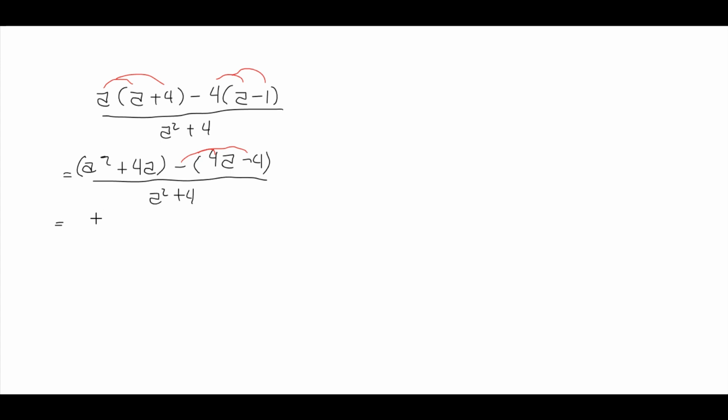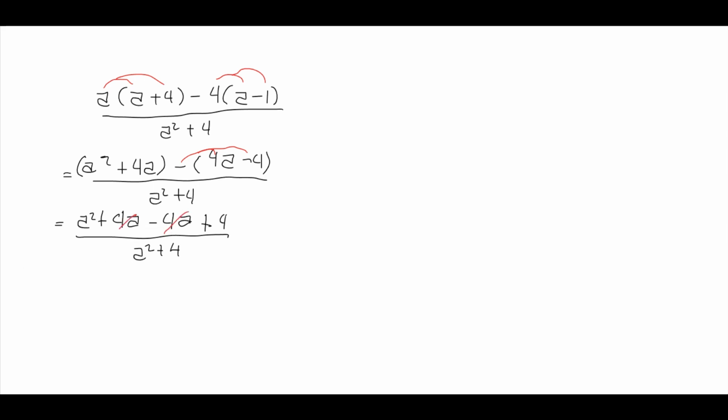Let's just copy a squared plus 4a. Then negative times positive 4a, so we'll get negative 4a. Then negative times negative 4 will get positive 4, since we multiply two negative signs. Over, and copy again the a squared plus 4. As you can see, the numerator has like terms that cancel. In this case, we can just cancel out those directly.